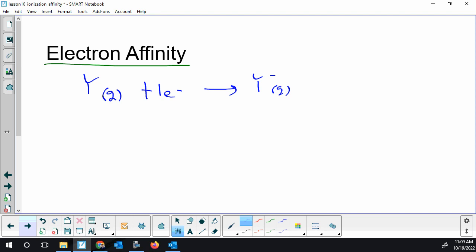If you need energy, energy would show up as a reactant. If energy was released, then you'd see the energy term as a product. Okay. So I'm not labeling it because it depends on the circumstance where it would put the energy.